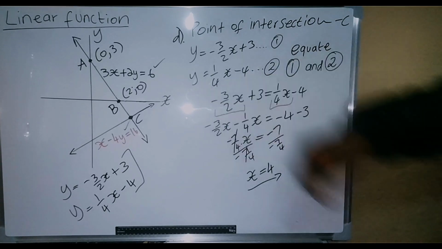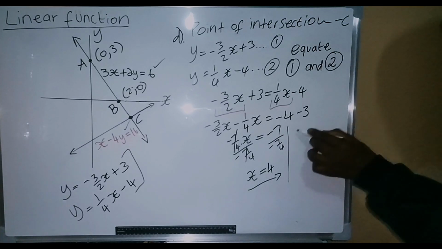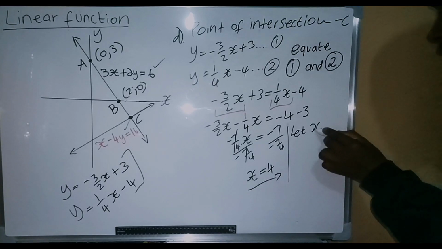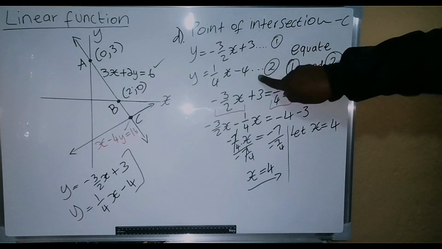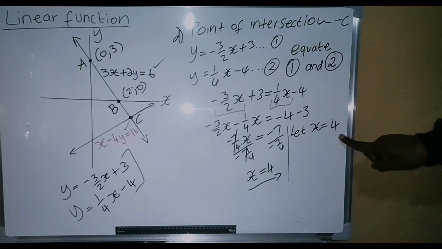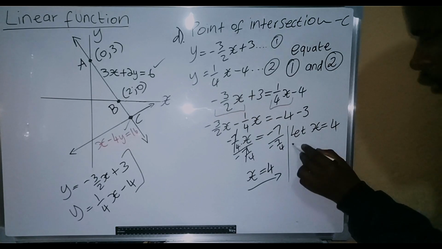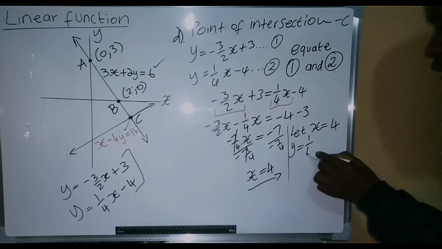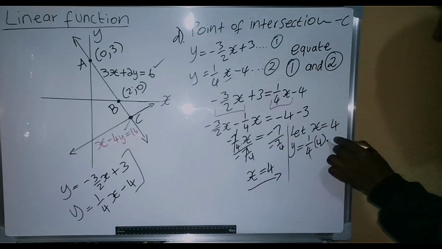Now we find y. Let x be equal to 4. On any of these two equations, you can choose any equation of your choice, but just let x be equal to 4 and find y. I can use equation number 2: y is equal to 1 over 4 times 4 minus 4.